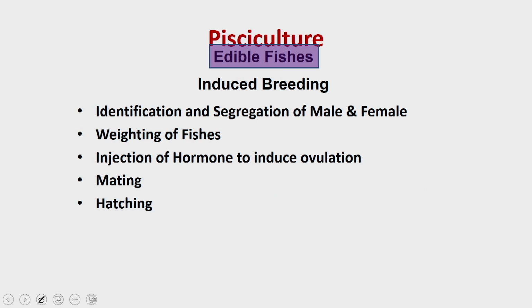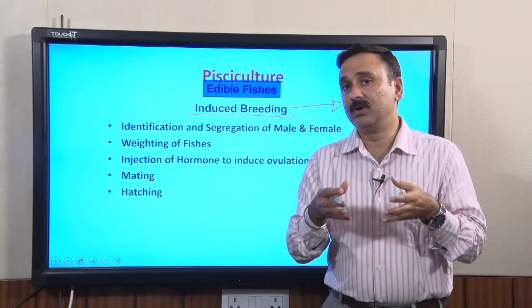Now, let us talk about induced breeding. You use induced breeding when the fishes are not able to breed in the captive environment. They breed in the natural environment, which means if you keep these fishes in a river, they are going to breed, but if you keep them in captivity, in a small pond or a small aquarium, they are not going to breed.